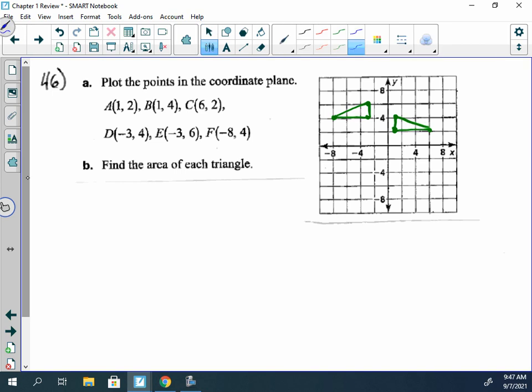Find the area of each triangle. Base and height. Well, we know each one of these is going to be 2 units because it goes up 1. Yes? Each one of them is a distance of 2. Now, when we go across the other side, well, it goes 2, 4, 5. So the area for each one of these triangles is going to be 1/2 of 2 times 5.